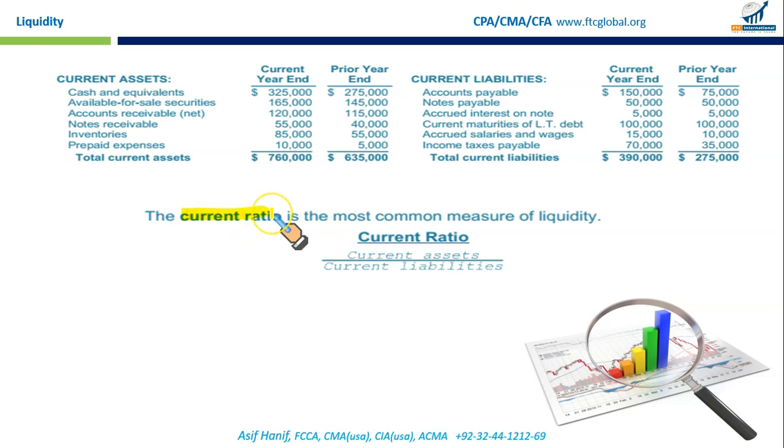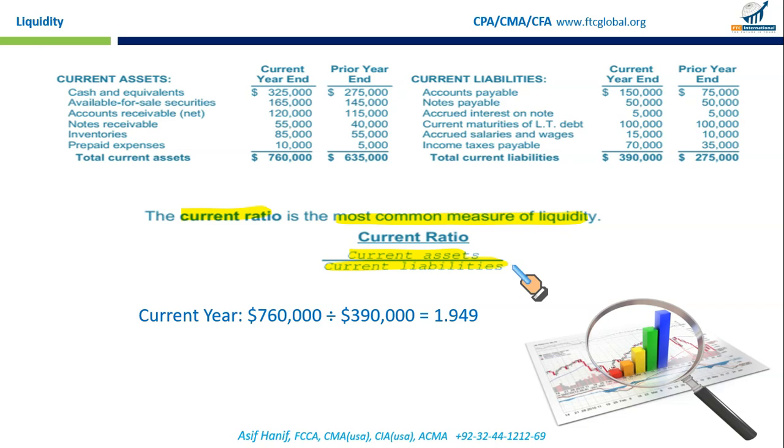Current ratio is the most common measure of liquidity, and we use current assets as a numerator and current liabilities as a denominator. Let's apply this in an actual condition. Current year, our current assets are 760. That includes your cash, inventories, account receivables, prepayments, all current assets. And our current liabilities were 390. So 760 upon 390 gives us 1.949. What does it mean? It means for every $1 liability, we have $1.949 worth of current assets. So it's showing quite a safe margin.